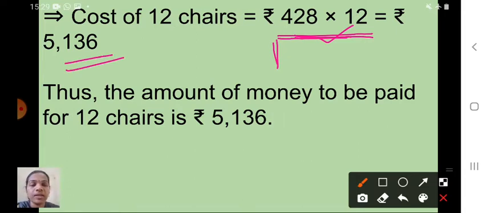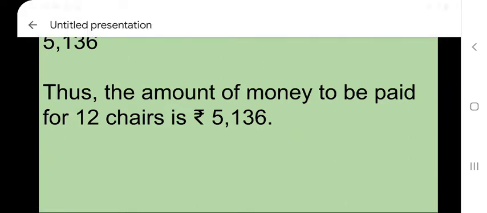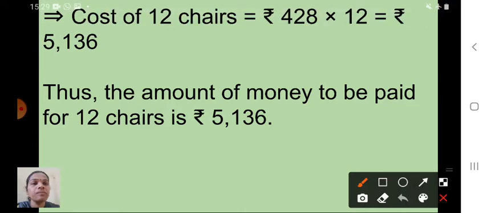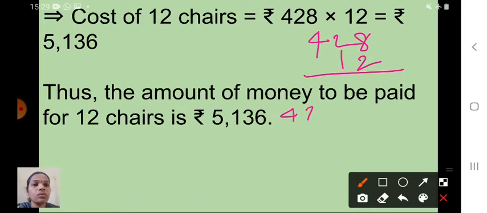5136. Okay. See here. I will show you here if you want this multiplication. 428 multiplied by 12. Okay. So 8 twos are what? See here children, here I will do 12. 8 twos are 16, remainder is 1.